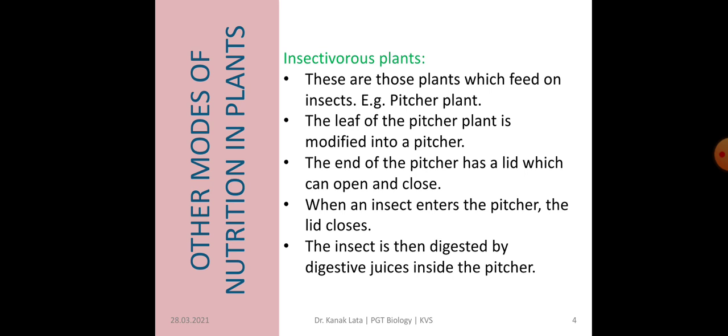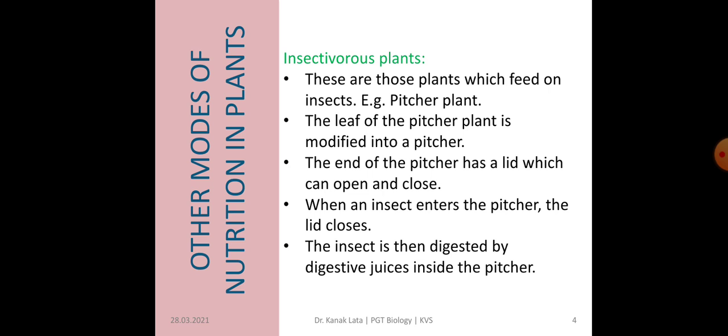Next is the insectivorous plant. Insectivorous plants are those plants which get their nutrition from insects. These plants do not fulfill their requirement of nutrition by the process of photosynthesis. So they get their nutrition from insects. A common example is the pitcher plant. In the pitcher plant, the leaves get folded and modified into a pitcher-like structure. That is why this plant is called the pitcher plant.